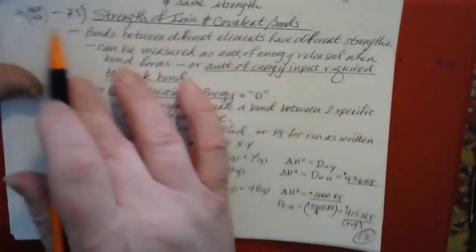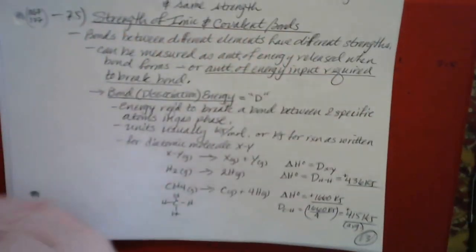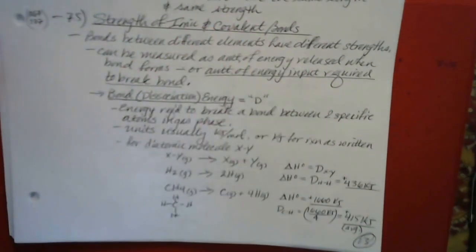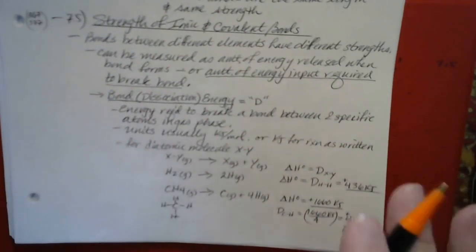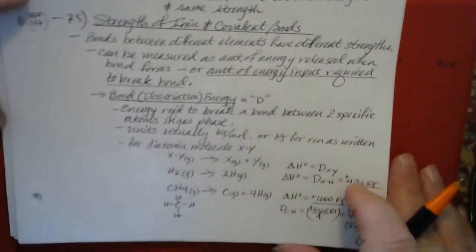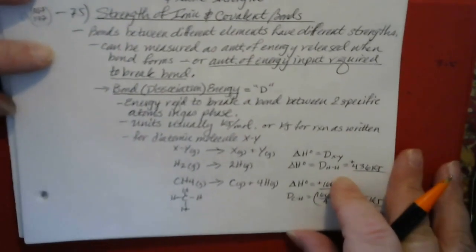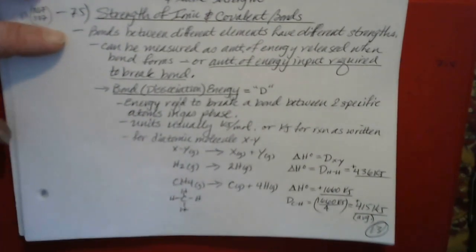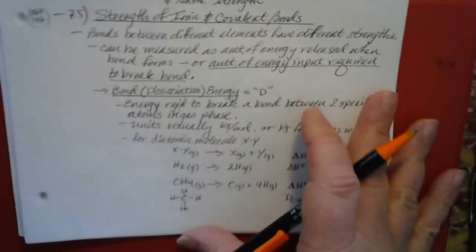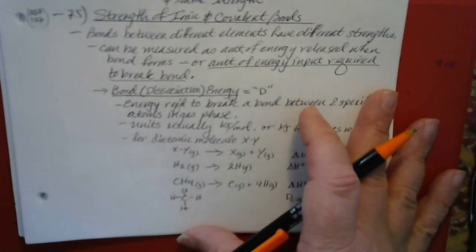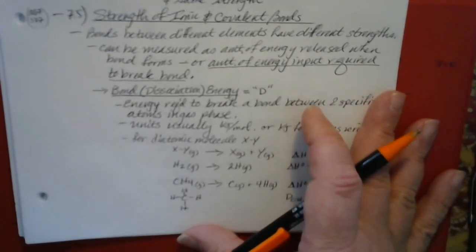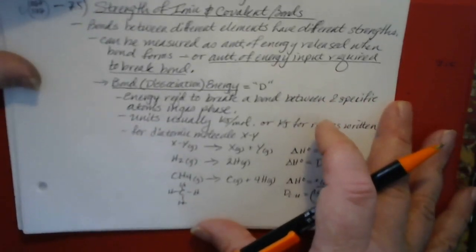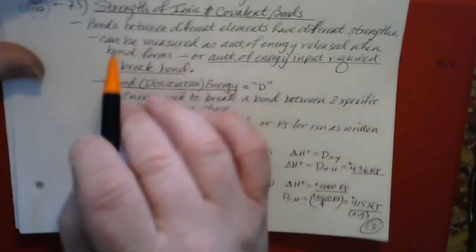The next thing we want to look at is section 7.5, and that is strength of ionic and covalent bonds. And we know that bonds between different elements will have different strengths. Well, we haven't really proven it yet, but it makes sense that they would, because different elements have different electronegativities, which means different elements have different levels of attraction for electrons, which would tend to indicate that different atoms will essentially hold on to each other with different levels of strength, and that is actually true.